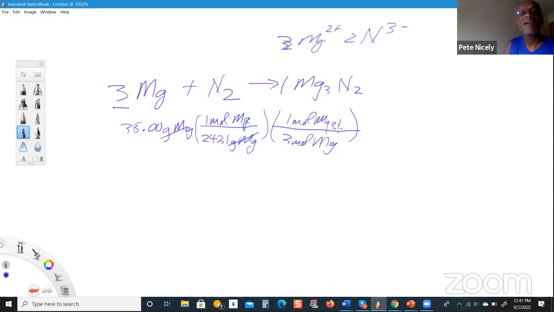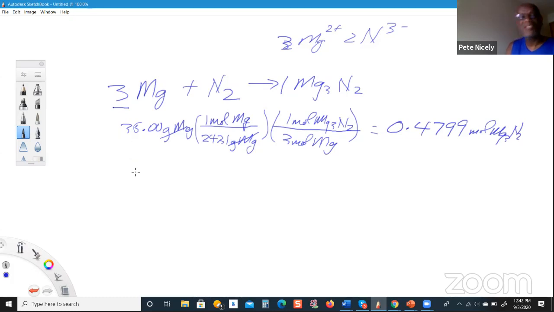All right. And then we need to use our calculator to work this out, 35.00 divided by 24.31 divided by 3. Okay, so according to my calculations, when rounded off to 4 sig figs, this is going to be equal to 0.4799 moles of magnesium nitride. So that's how that is done for the magnesium going to magnesium nitride.